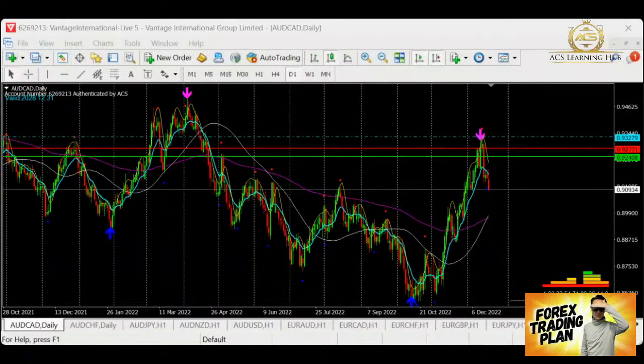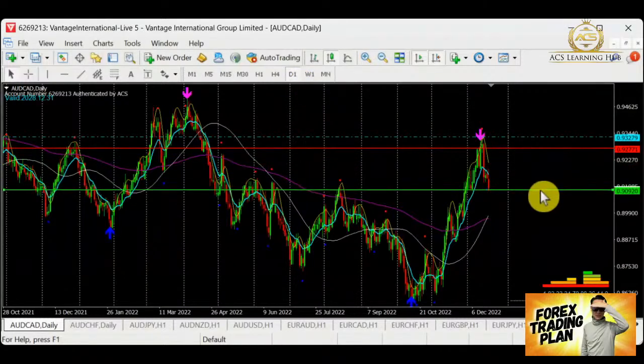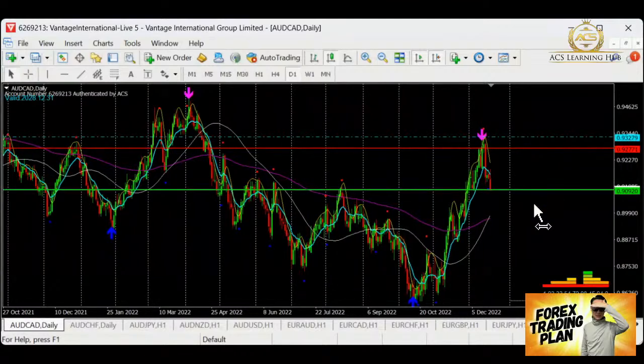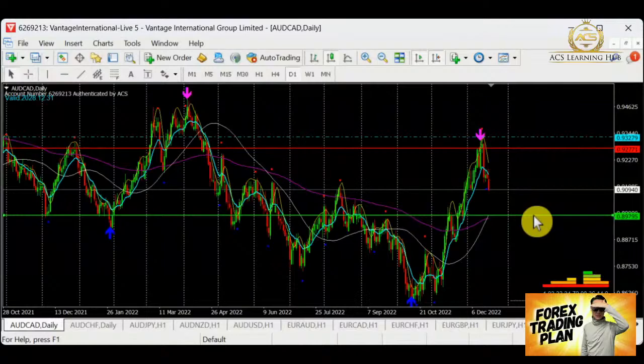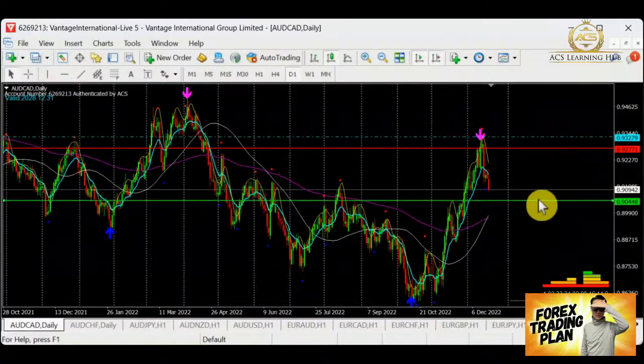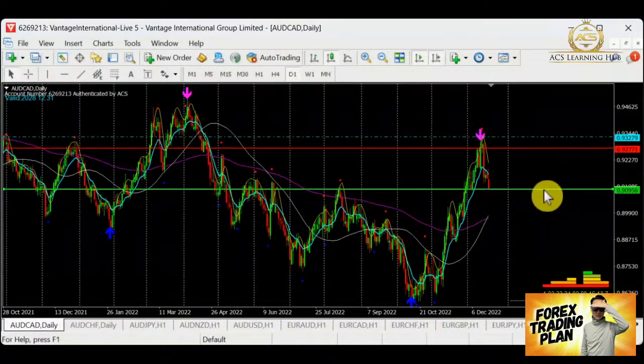All right, so first of all, let's take a look at Aussie CAD. Aussie CAD is coming to a point whereby right now we are coming into the support. There's one area here and another two areas here. So all these are areas where we are looking at some difficulty selling. It has to break this level before we can actually sell.